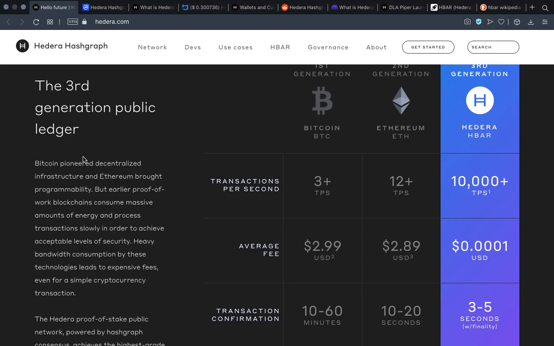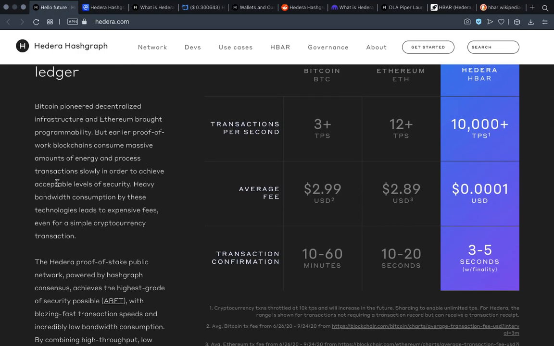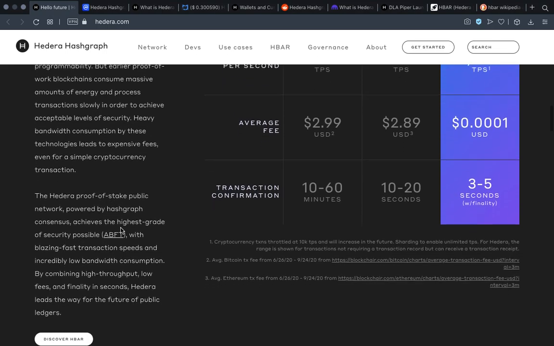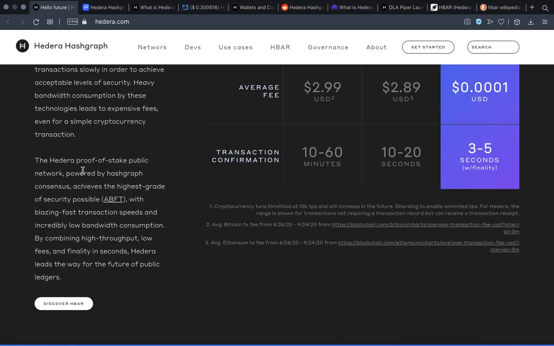The third generation public ledger. Bitcoin pioneered decentralized infrastructure and Ethereum brought programmability. But earlier proof-of-work blockchains consume massive amounts of energy and process transactions slowly in order to achieve acceptable levels of security. Heavy bandwidth consumption by these technologies leads to expensive fees, even for a simple cryptocurrency transaction. The Hedera proof-of-stake public network powered by Hashgraph consensus achieves the highest grade of security possible, ABFT, with blazing fast transaction speeds and incredibly low bandwidth consumption. By combining high throughput, low fees, and finality in seconds, Hedera leads the way for the future of public ledgers.